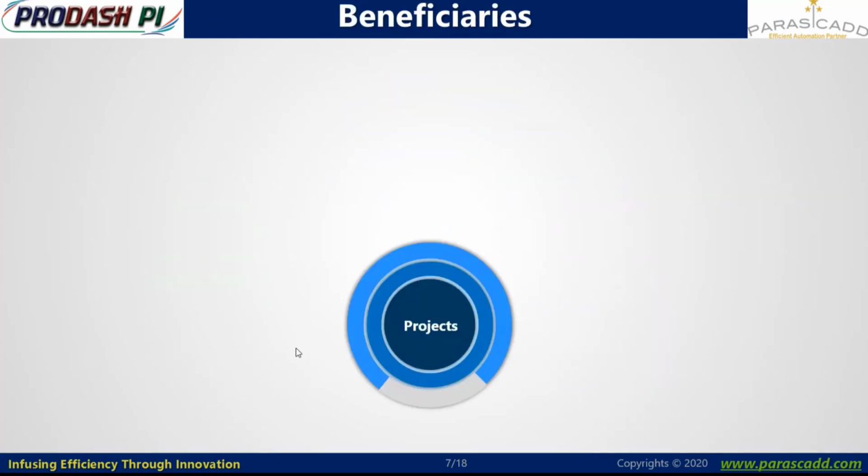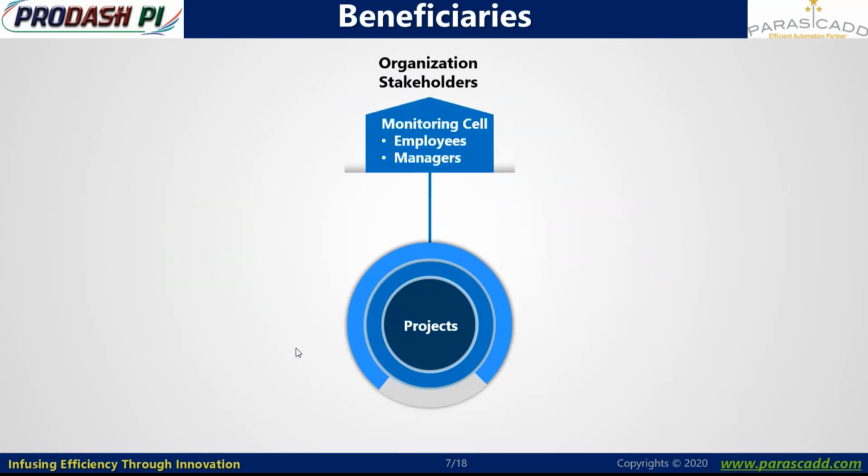So let us understand who are the beneficiaries of this product. As I am talking about the associating stakeholders as well as organization stakeholders, the primary beneficiaries are the organization stakeholders, which is a group of the monitoring cell where managers and employees are engaged to capture the progresses, to review the progresses, to analyze the progresses, as well as to approve the progresses.